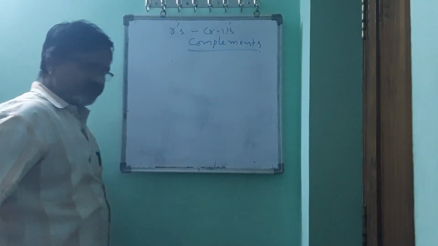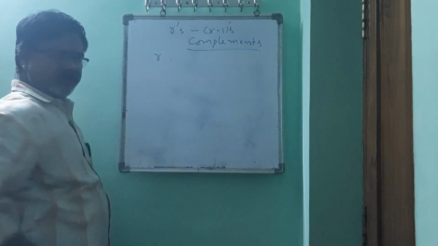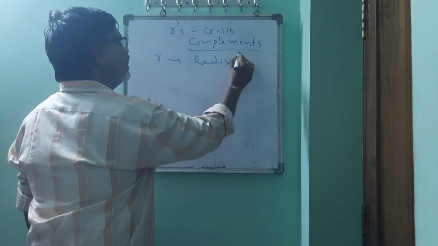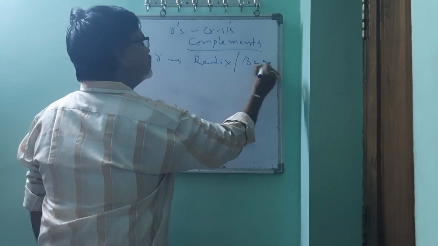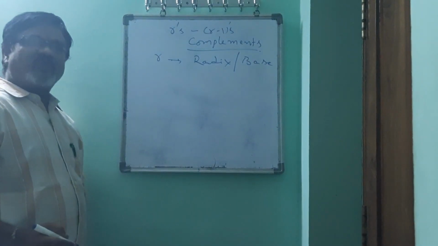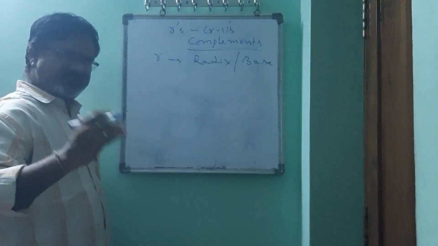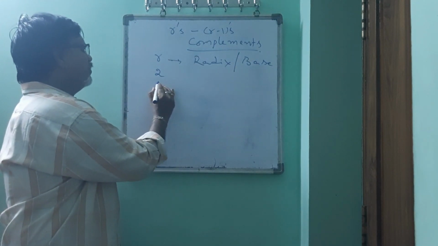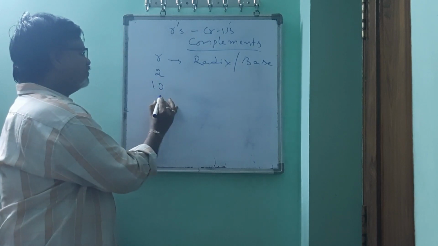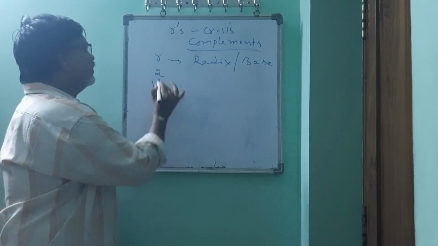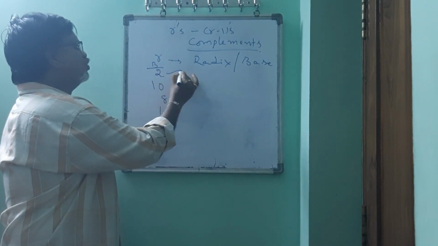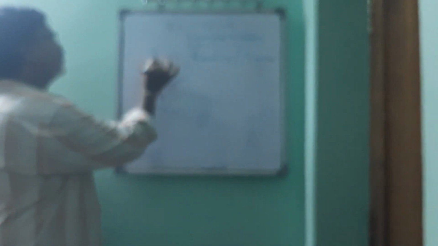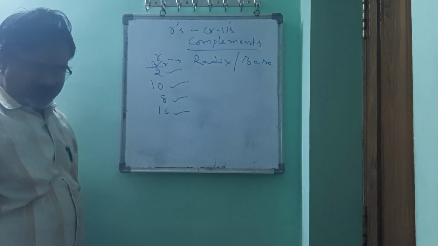So what do we mean by r? Here r stands for radix, as we discussed earlier, or it is also called the base. For number system conversions, we have discussed four number types: binary, decimal, octal, hexadecimal, with base 2, base 10, base 8, base 16. So this base is also called radix r.